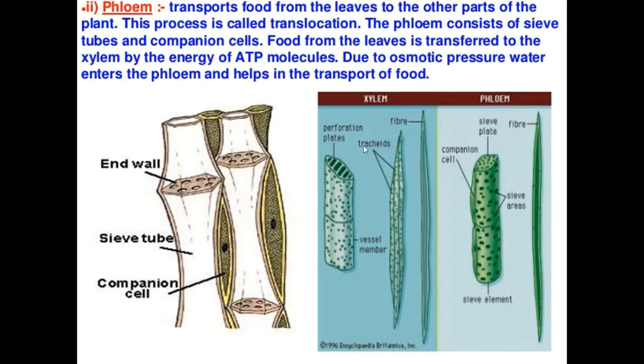In this diagram you can see the structure of the xylem, how there are pores, that is perforation plates, and on the walls you can find holes, what we call the pits. Then you can see fiber over here, and these are the tracheids. In the next diagram you can see the companion cell enlarged, the sieve plate which is porous, and we can see the sieve element, the entire sieve element.